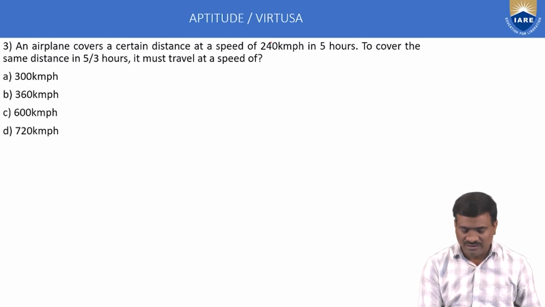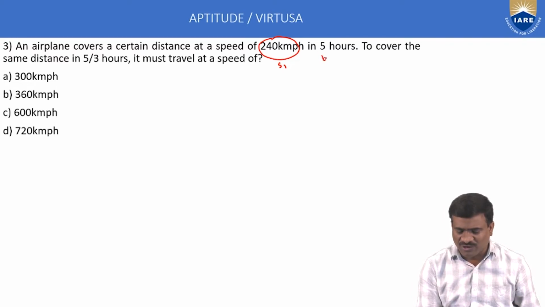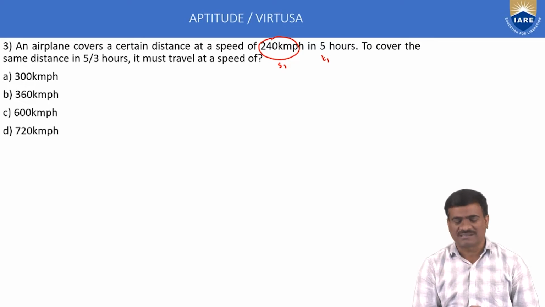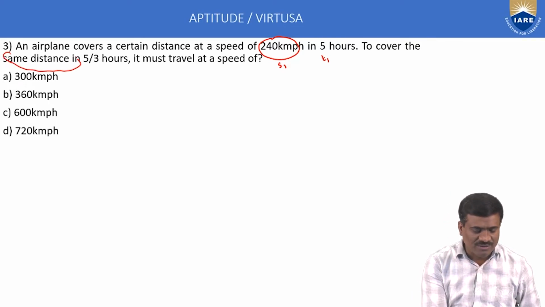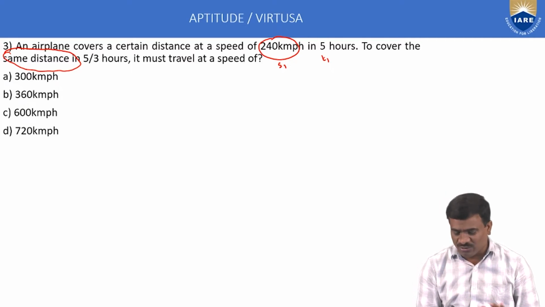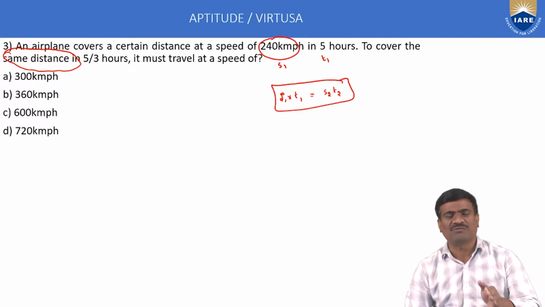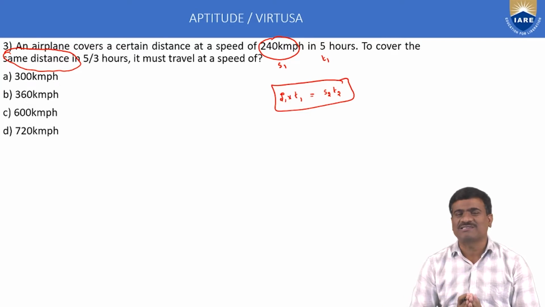The first statement is a speed S1 is equal to 240 km per hour. First case speed is equal to S1 and T1 is equal to 5 hours. To cover the same distance, underline same distance. Same distance is nothing but distance is always constant. We know that when distance is always constant, the relation between speed and time is S1 into T1 is equal to S2 into T2. This is called the relation between speed and time when distance is constant.